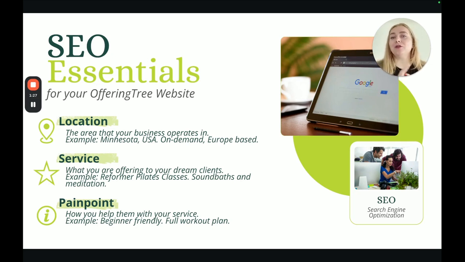One of them is location. Usually people will put in something near me or in this city, so something that is close to them, or even sometimes an area of the city. Now if you are an online person, so you have on-demand libraries, then I would put in on-demand or online or video library, things like that.